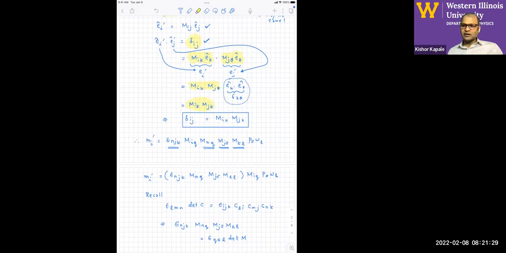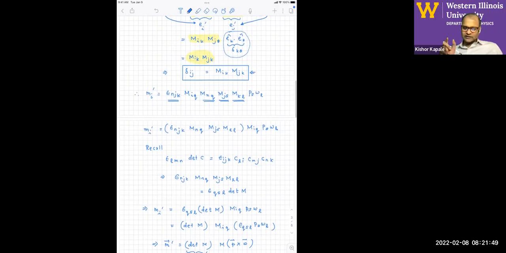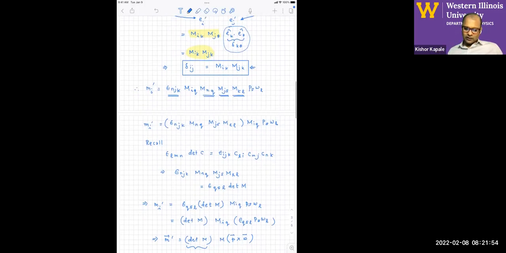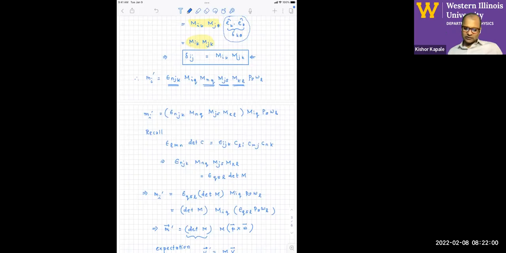Everybody with me? So what we have done is we have connected the components of the transformation matrices, provided you choose them in the right order, then they give you the Kronecker delta in terms of the MIK, MJK. So the K index is common. That means it's being summed over. So the final summation would not have any K remaining. You will have just I and J as the hanging indices, and that's what that is, right?